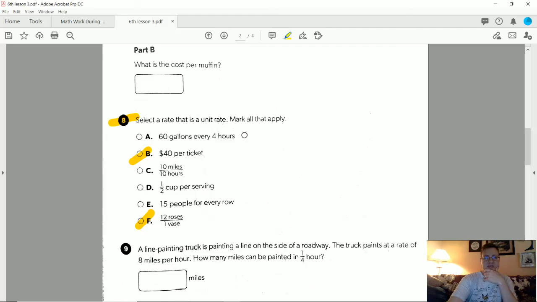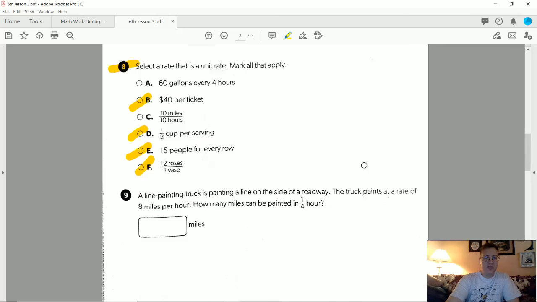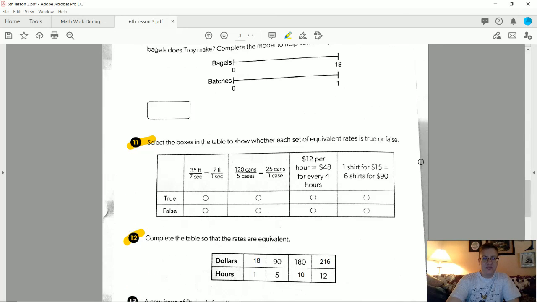So there are a few of these that you could argue. These two are definitely correct. 15 people per row, probably also correct. 1/2 cup per serving. That can also work, but I'm going to say that these two probably don't work because we are not doing a certain amount per one thing. So I have 1 serving, I have 1 ticket, I have 1 row, I have 1 vase, but I have 10 hours and I have 4 hours. So those would be the correct answers based on that.